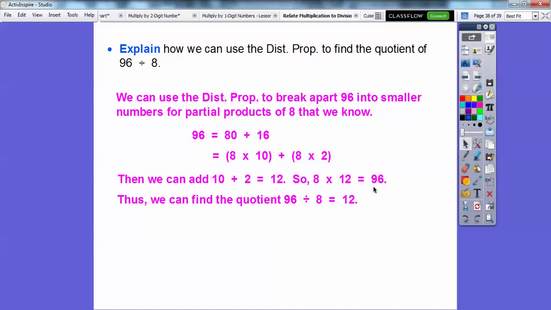So we can find the quotient then, that 96 divided by this 8 is that 12. Okay, did you see that, you guys? We broke this down into numbers that are easier to divide by 8. Okay, so then we got 10 plus 2. So that gave us 12. So 96 divided by 8 is 12.